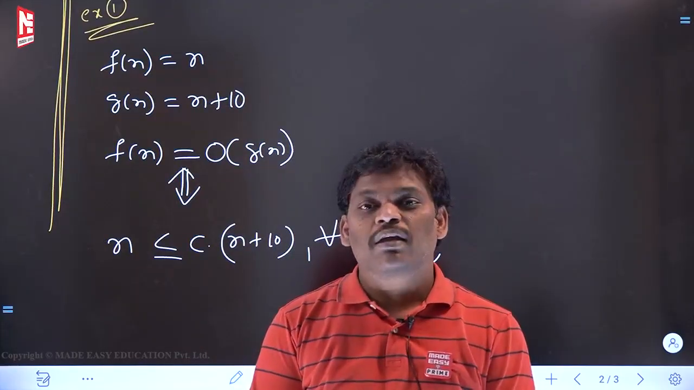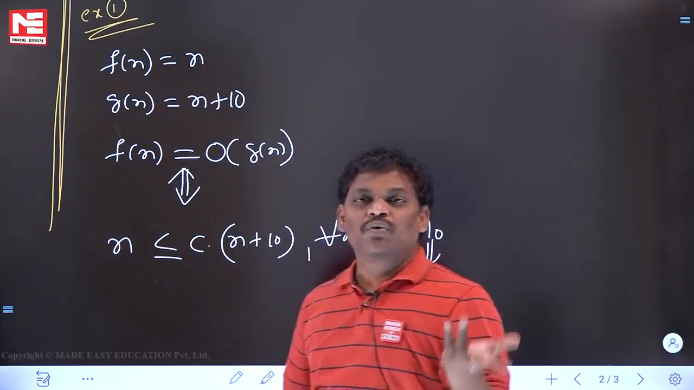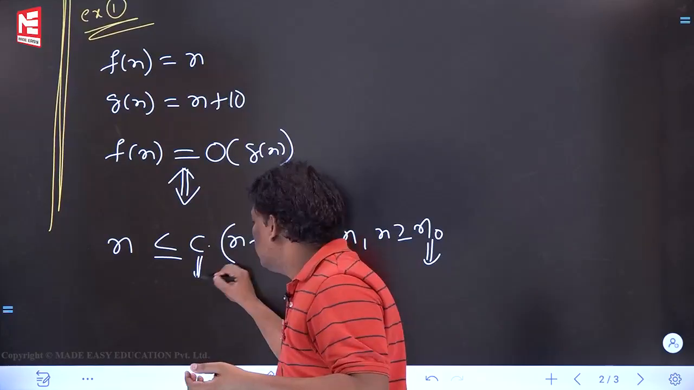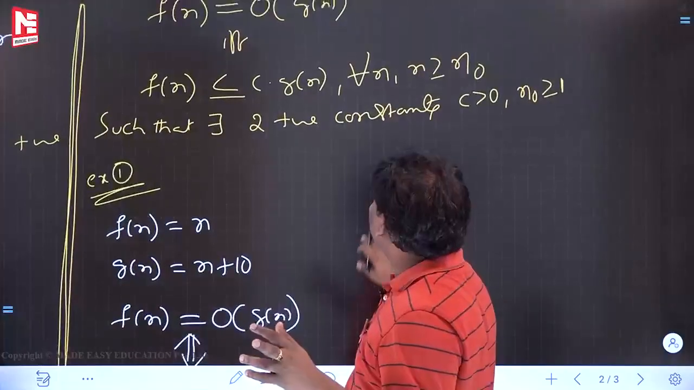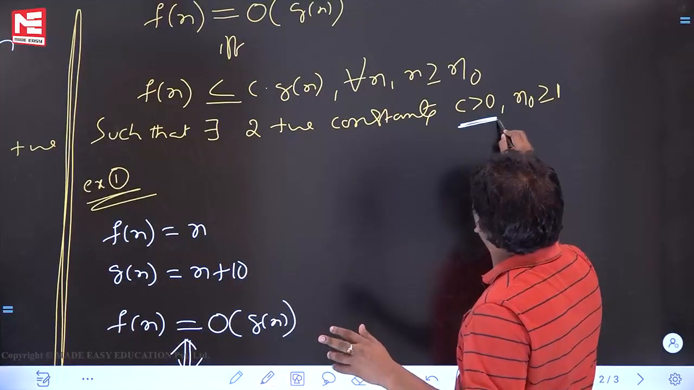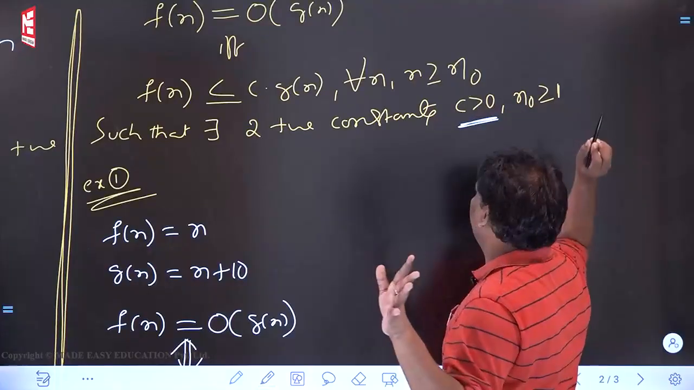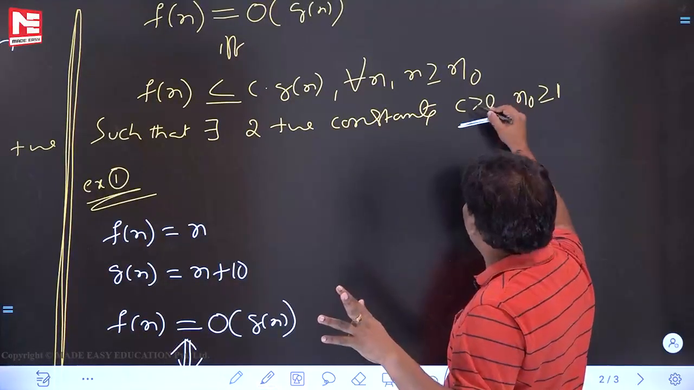Some people are asking, already right is greater, so why should I take C's help? If it is already greater and you don't want to take help, then keep the C value as 1. Some people are asking, sir, what is the minimum C value? See the definition: there exist positive constants, C greater than 0. Greater than 0, you take anything. I can take 1 also, 2 also, anything.